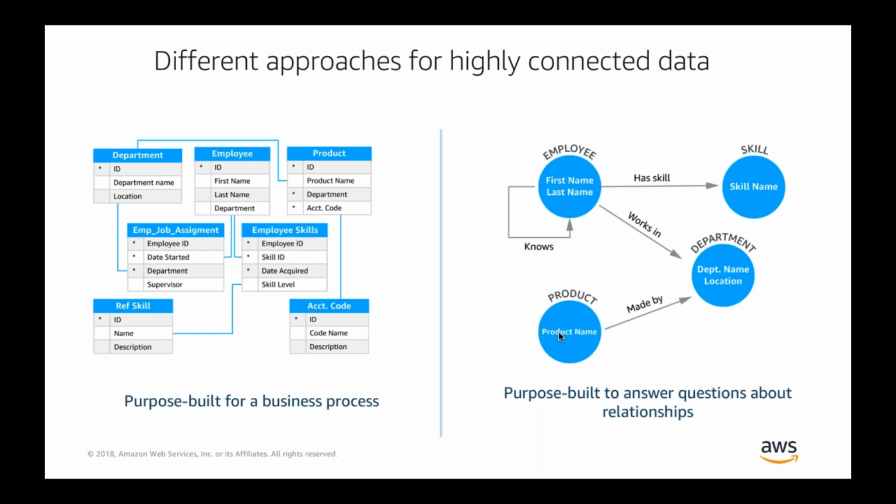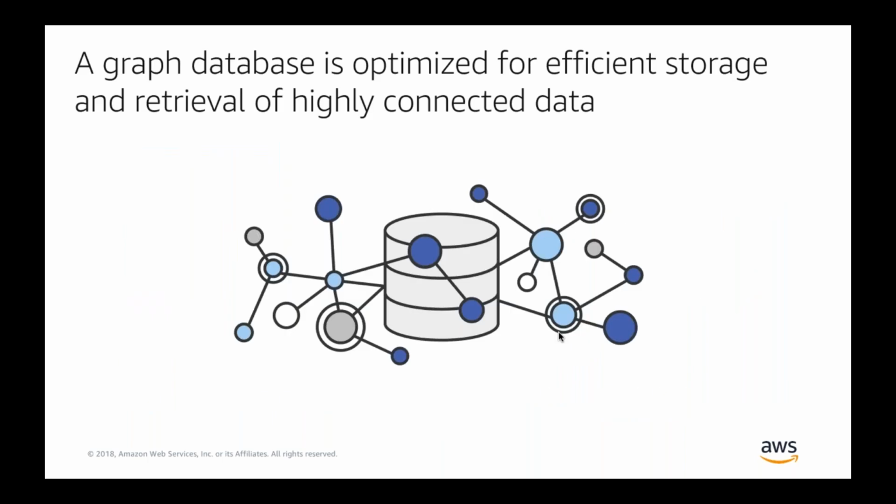If you look at it from a graph model where the relationships become their own first-class objects in the data model, it's much easier to write traversals and to be able to express these kinds of patterns. So a graph database then is a database that's specifically optimized for the efficient storage and retrieval of highly connected or graph data.